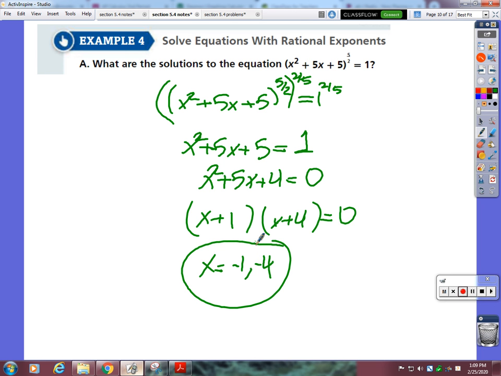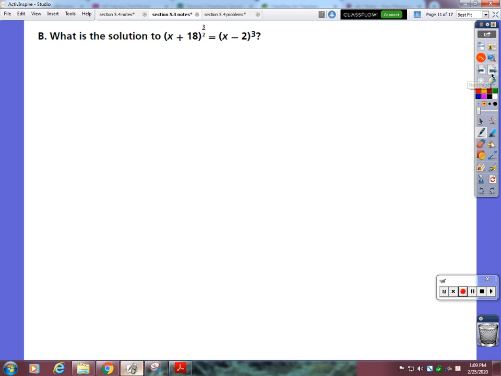Okay? All right, so that's the main concept: if you have an exponent that's different than just a cube root or a square root or a fourth root or something like that, you have to raise it to the reciprocal power. Let's try a fun one now that has variables on both sides.